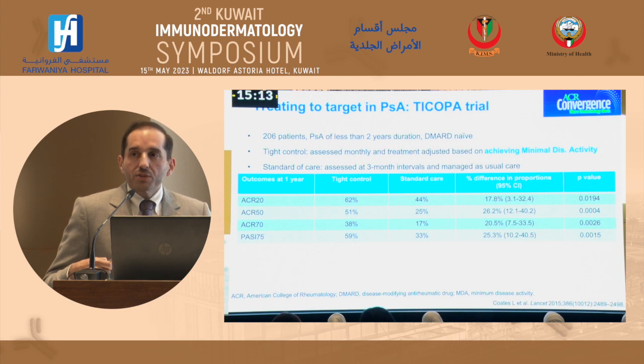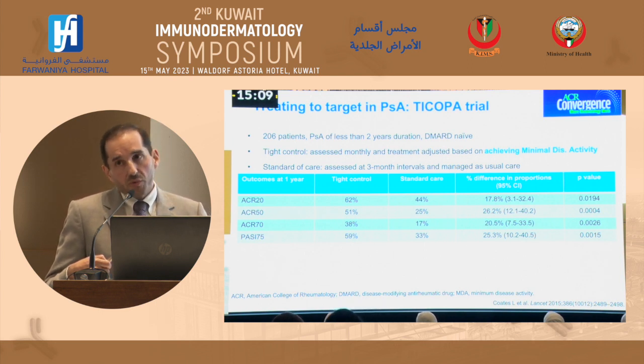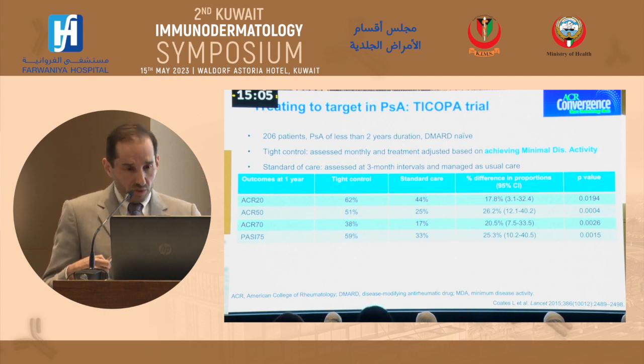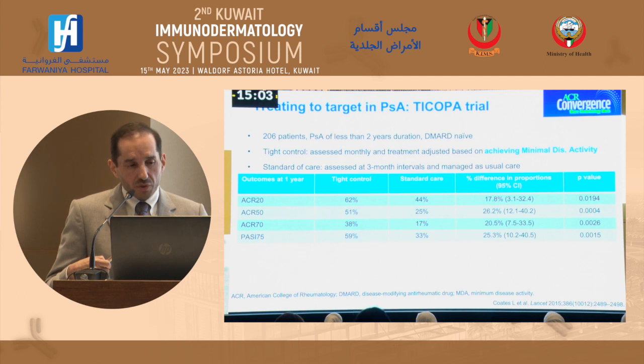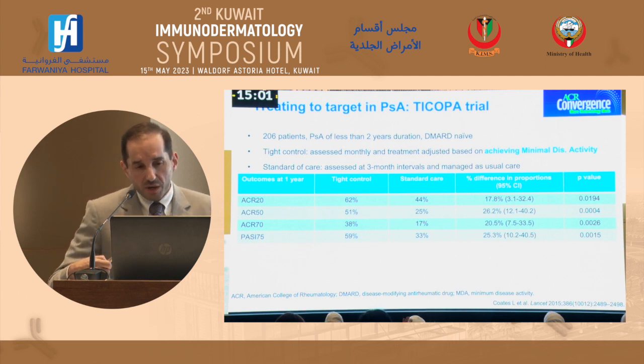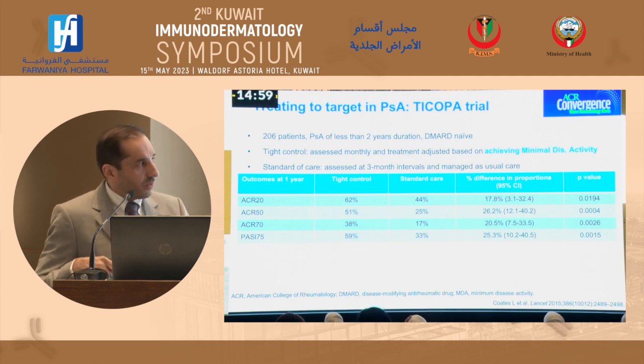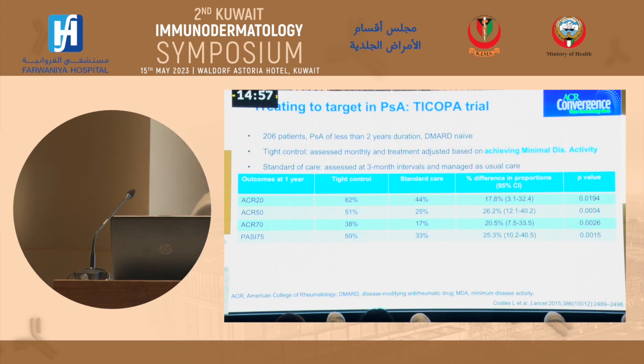What about treating to target? Treating to target is a concept that we developed in rheumatology around 15 years ago. It started with rheumatoid arthritis. We're aiming to treat patients to achieve clinical remission. We have applied this also for psoriatic arthritis. So one of the common trials that we're using is called TICOPA. TICOPA basically looked at 200 patients who had psoriatic arthritis, were followed for 2 years, and were DMARD naive.